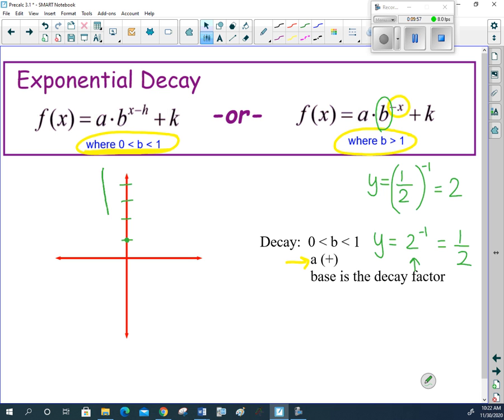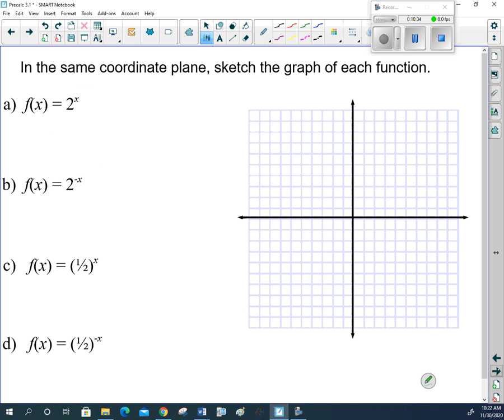You still have a horizontal asymptote, and as you move to the right, it's decaying. The y values are getting smaller. On the left, as you go further left in the x direction to negative infinity, your y values increase. And then as you move to the right, they get closer and closer to y equals 0, that limit, that horizontal asymptote. So that's our exponential decay. So we've got growth and decay. Sometimes I might say increase and decrease instead of growth and decay. We're talking about the same thing.